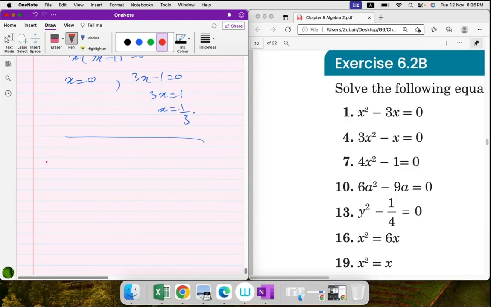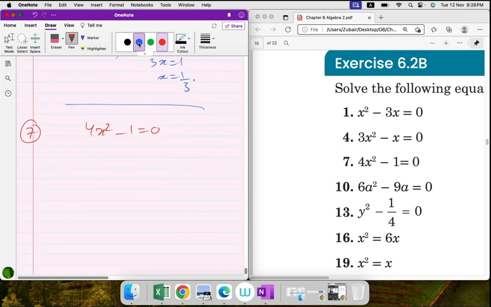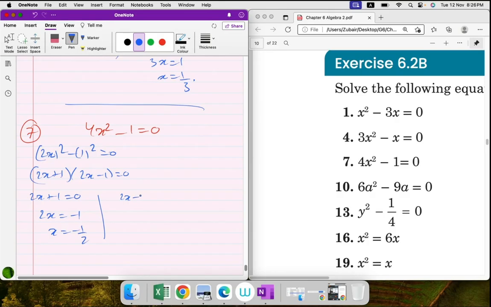Next, 4x square minus 1 equal to 0. I'm doing it with the first method. This is 2x whole square minus 1 square. So a plus b into a minus b equal to 0. 2x plus 1 equal to 0, 2x is equal to minus 1, x is equal to minus 1 by 2. Second factor equal to 0, x is equal to 1 by 2.